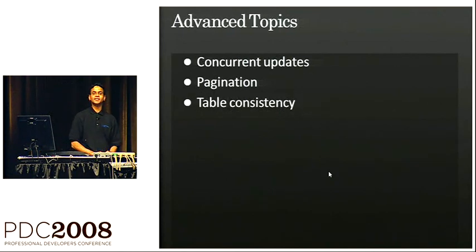So far, we've been telling you that the simple things are simple. For standard inserts, queries, updates, and deletes, you can reuse everything that you already know, and you can build these great, rich applications. Now let's look at some of the advanced features of Windows Azure Tables, some of the things where you have to think slightly differently from the way you did in the past. There are 3 topics we'll touch upon. How do you deal with concurrent updates? How do you deal with pagination of a large number of results? And how do you deal with consistency across tables?